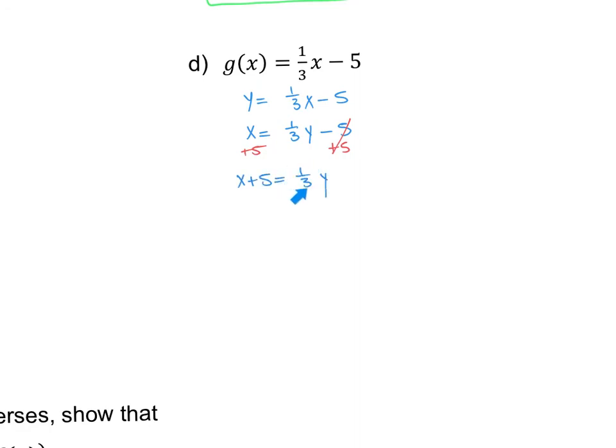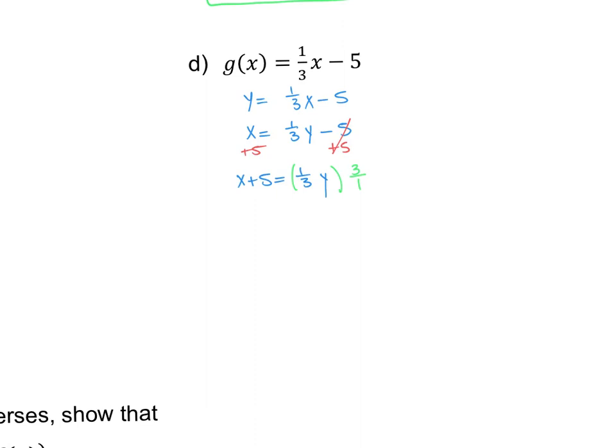And now I need to get rid of this fraction. So there's many ways you can do this. You can divide by 1/3 on both sides, and that would do the trick. A quicker way is actually to multiply by the reciprocal. So if you have a fraction, if you multiply by its reciprocal, so the reciprocal of 1/3 is 3/1, that will help you cancel out the fraction because 1 and 1 are diagonal of each other, and 3 and 3 would cancel each other.